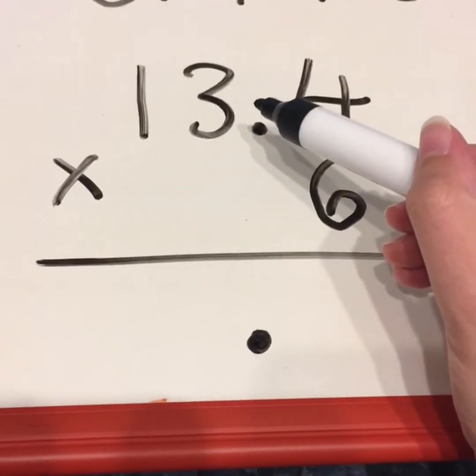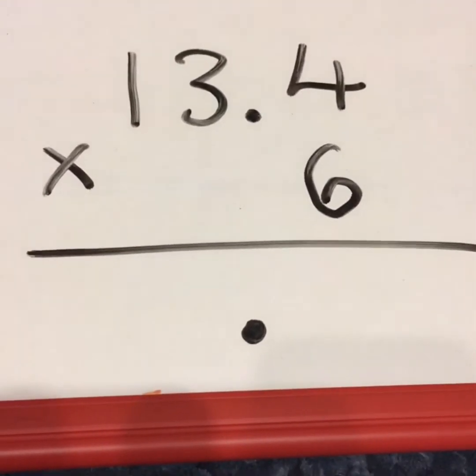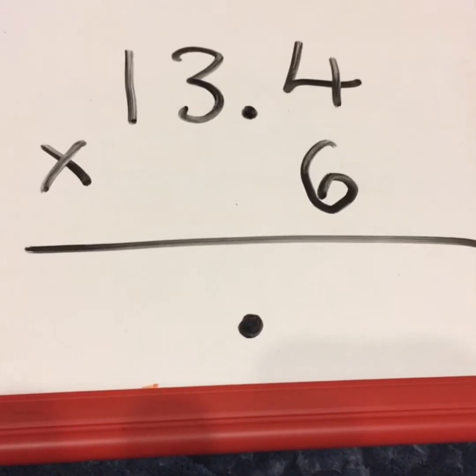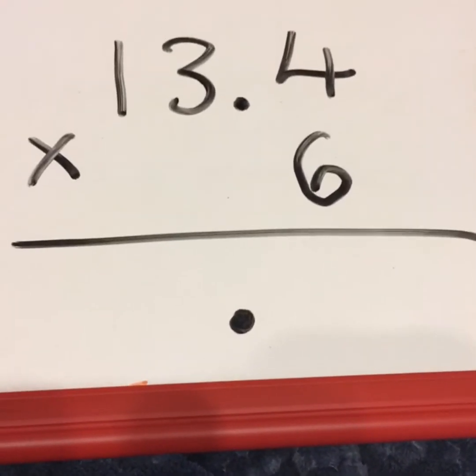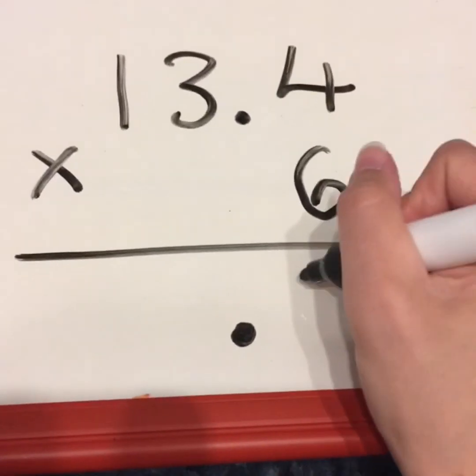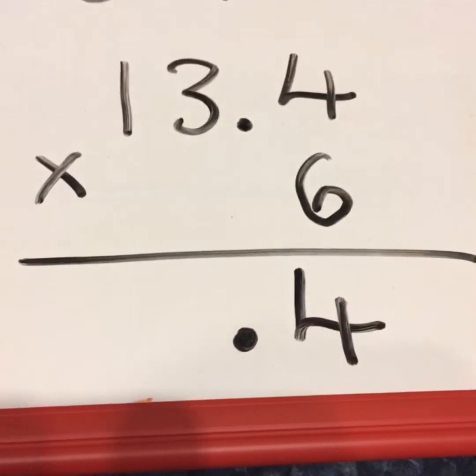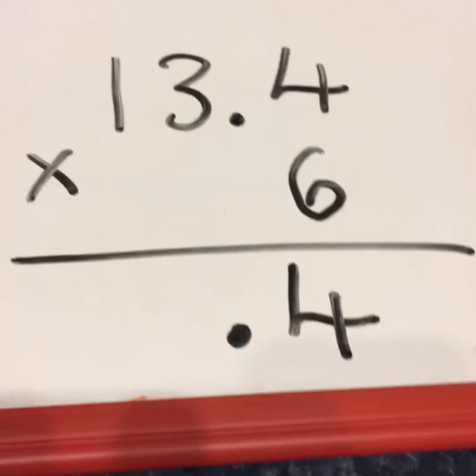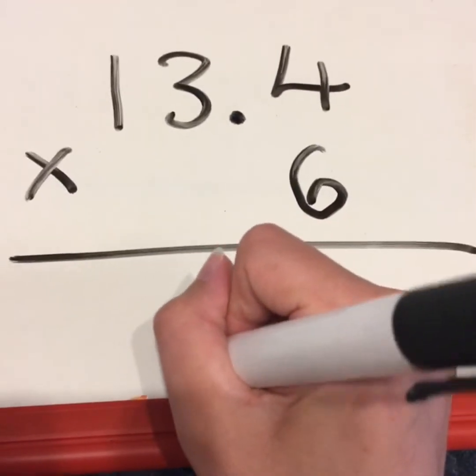If you decide to times by 10 and then divide by 10 at the end, just remember to divide by 10 because otherwise you're going to get an answer that's too big. So 6 times 4 is 24. So I'm going to leave the 4 in the tenths column. And then I'm going to rename those 20 tenths as 2 ones.